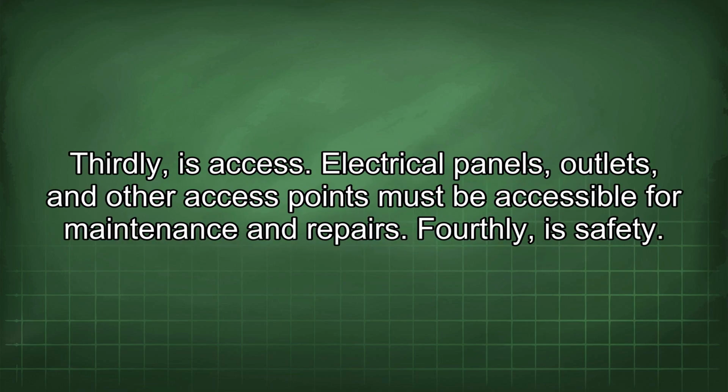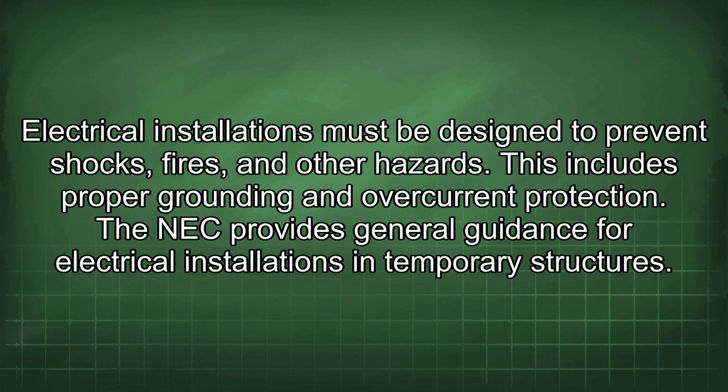Thirdly is access. Electrical panels, outlets, and other access points must be accessible for maintenance and repairs. Fourthly is safety. Electrical installations must be designed to prevent shocks, fires, and other hazards. This includes proper grounding and overcurrent protection.